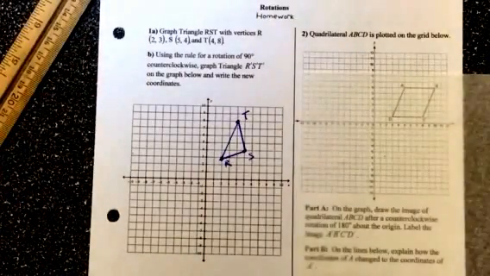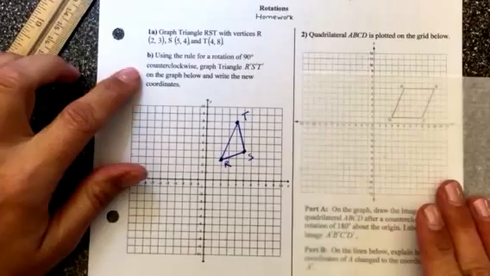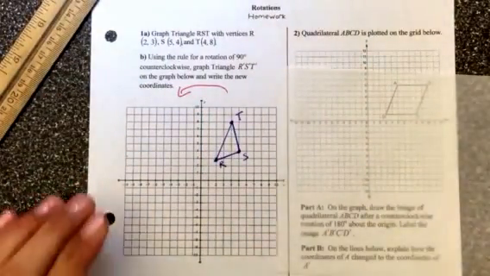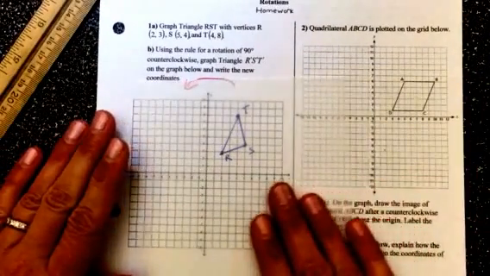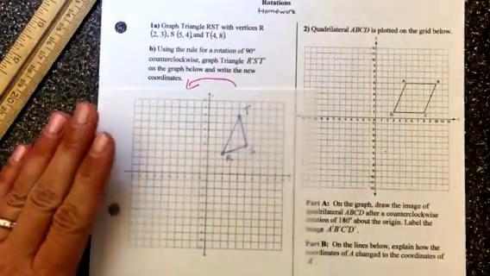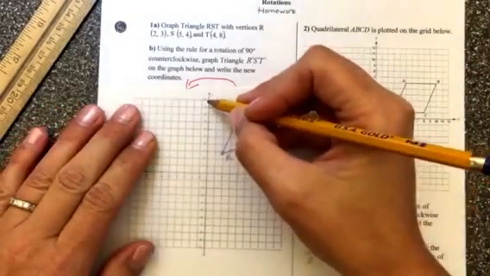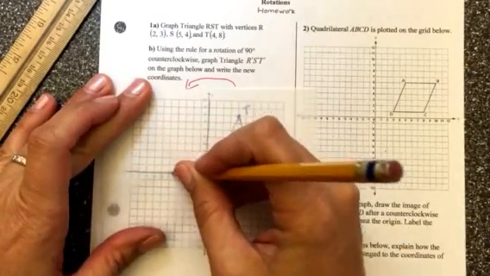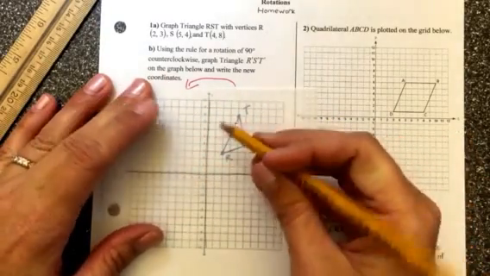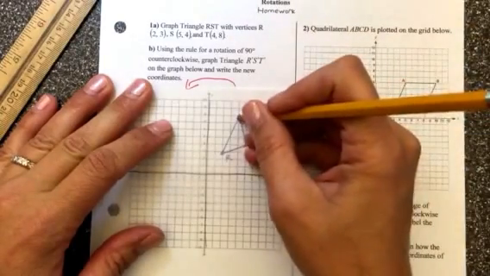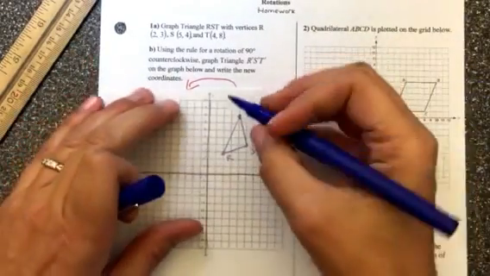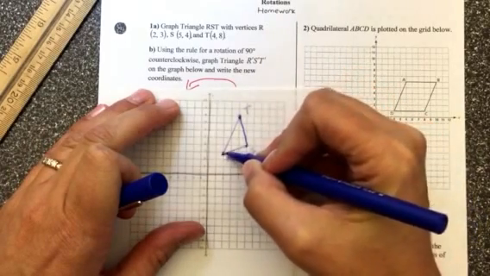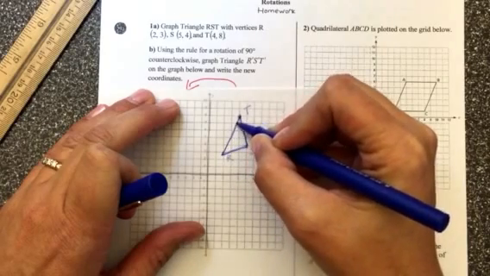Okay, now using a rule for a rotation of 90 degrees counterclockwise, meaning this way, graph triangle R prime S prime T prime on the graph below and write the new coordinates. So I'll use my graph paper to do this. Step 1 is to darken in my axes. Step 2, I go ahead and draw my triangle, and I'll use a pen so you can see. Put the letters too.